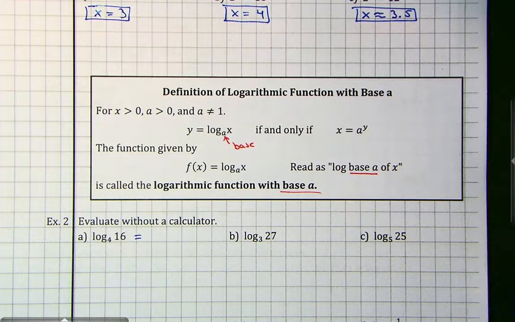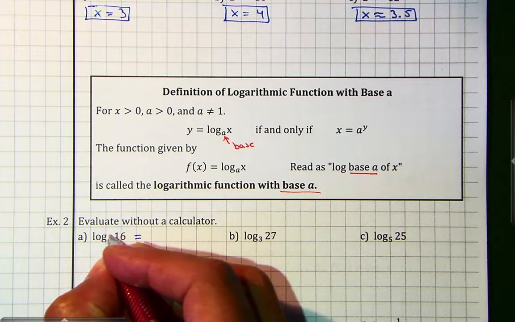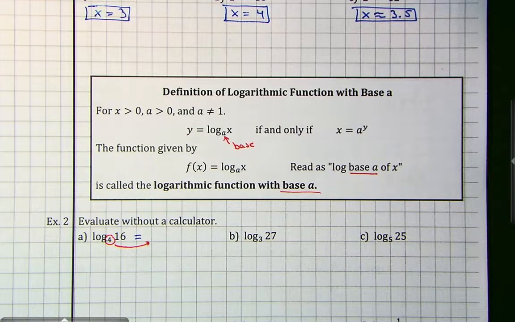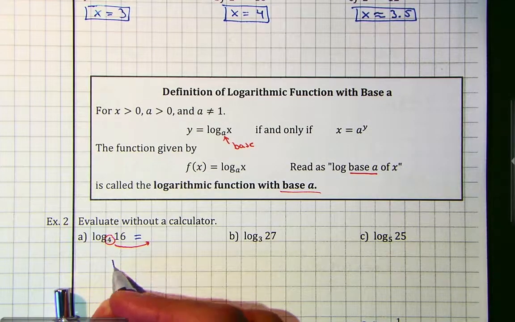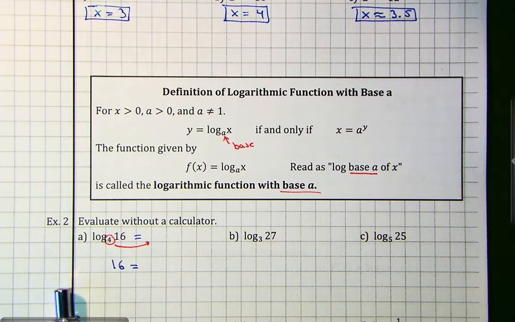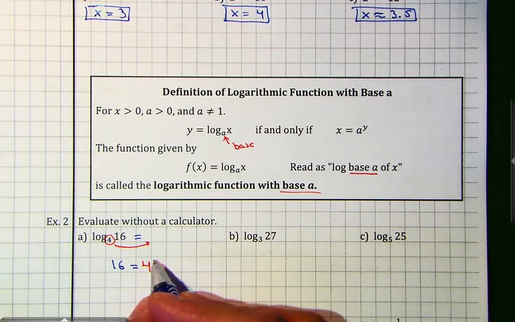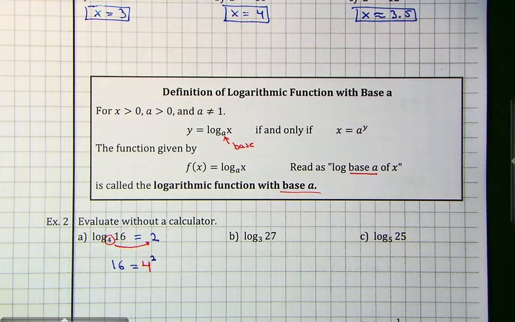Do you remember from last year? You want to think about 4 to what exponent is 16? So this is the base, the 16 stays here, the 4 to what exponent is 16? 4 to the second, therefore that will be equal to 2. Got it?